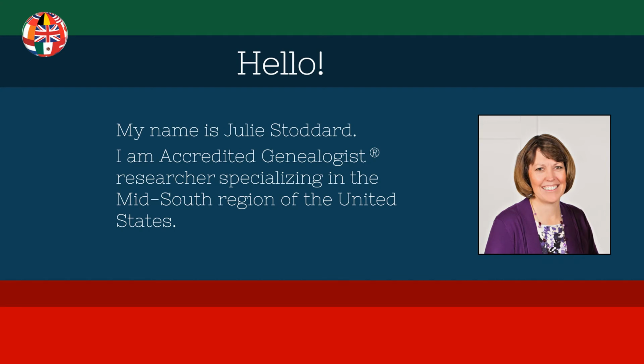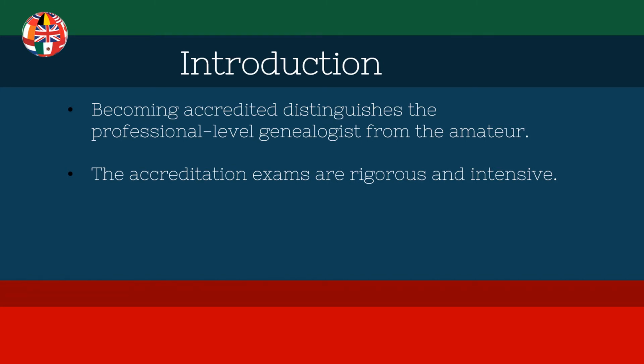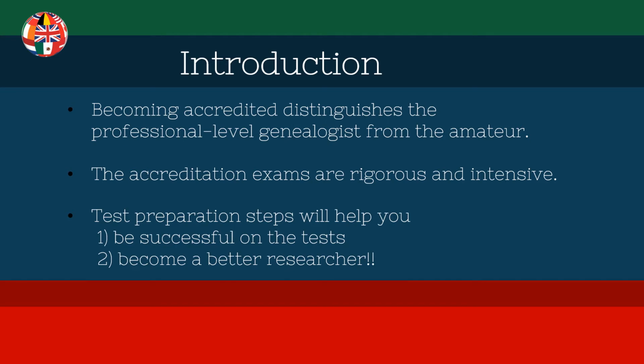My name is Julie Stoddard, and I am an accredited genealogist researcher specializing in the Mid-South region of the United States. Becoming accredited distinguishes the professional level genealogist from the amateur, so the accreditation exams are rigorous and intensive. These test preparation steps will help you to not only be successful on the test, but also to become a better researcher.